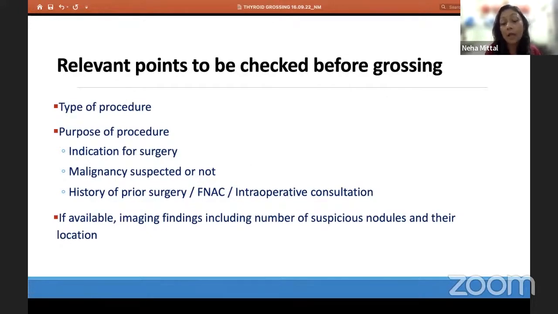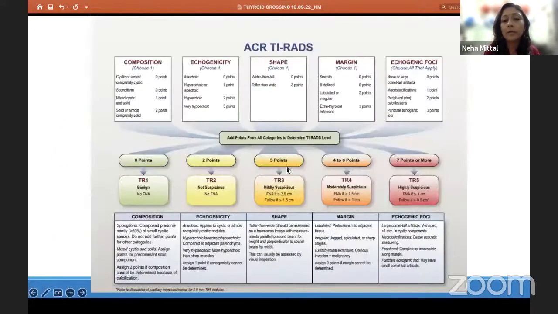If available, and I would insist that actually they should be available, imaging findings, which include the number of suspicious nodules, their location, their sizes. A good imaging should always accompany the thyroid specimen when you are looking at it to gross or report a thyroidectomy specimen.